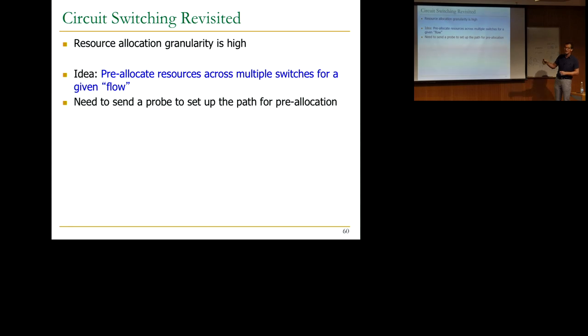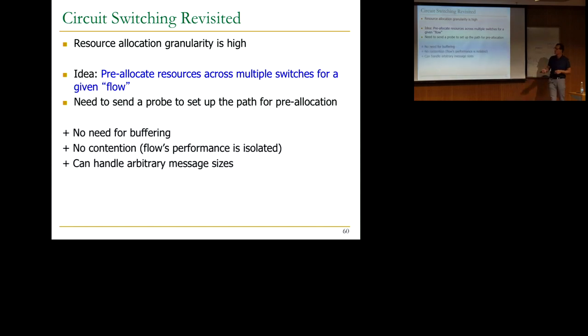Resource allocation granularity is very high in circuit switching. Basically, you allocate full switches for a path, right? You pre-allocate the resource across multiple switches for a given flow. You need to send a probe to set up the path for pre-allocation, as we've discussed. No need for buffering. That's great. No contention. Flow's performance is isolated. That's good for isolated performance. You can handle arbitrary message sizes. Basically, you can think of it as a long link between the source and the destination that's formed.